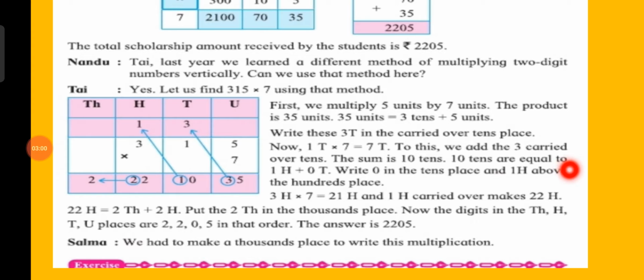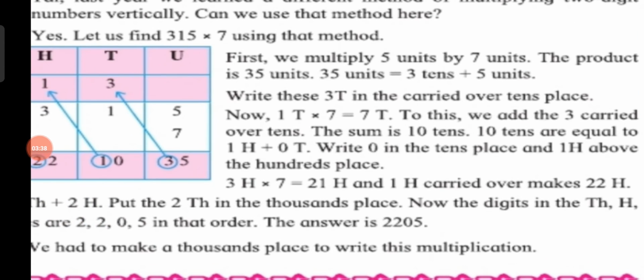10 tens are equal to 100 plus 0 tens. Write 0 in the tens place and 100 above the hundreds place. So 300 multiplied by 7 is equal to 2100, and 100 carried over makes 2200. 2200 is equal to 2000 plus 200. Put that 2000 in the thousands place. Now the digits in the thousand, hundred, tens, unit places are 2205 in that order.